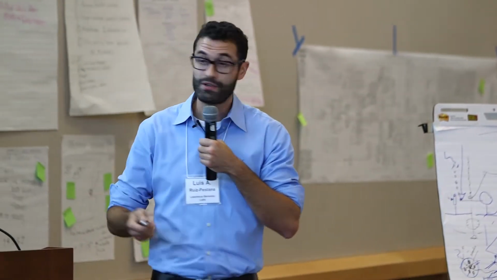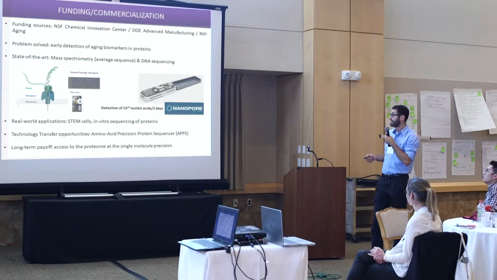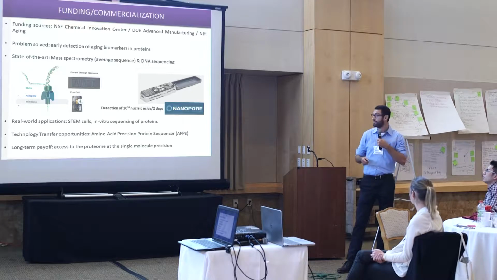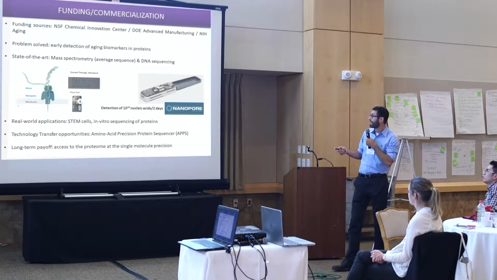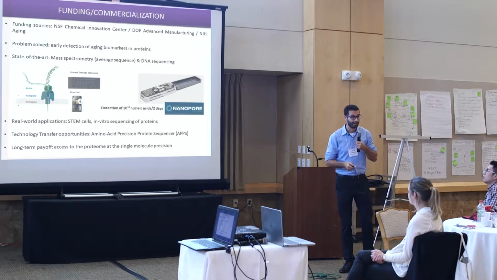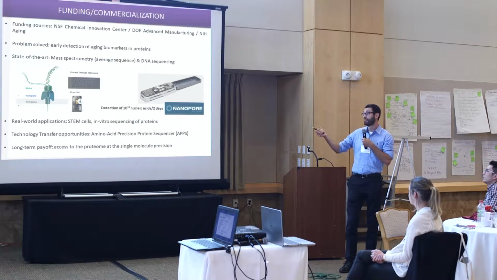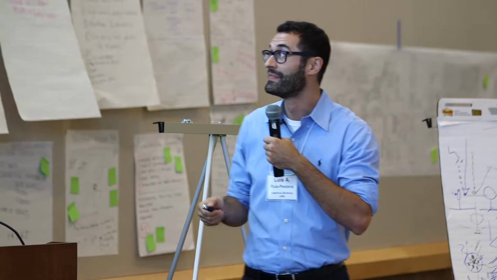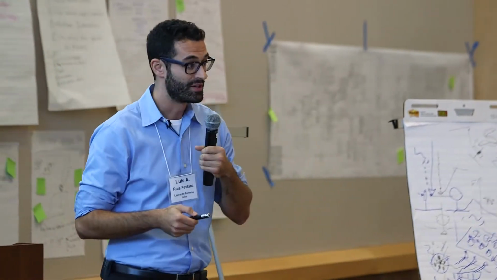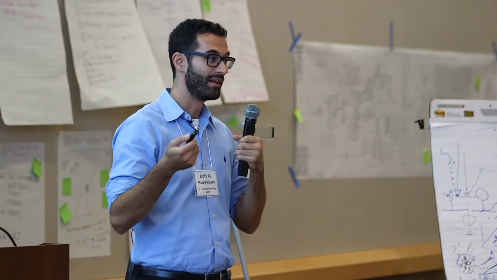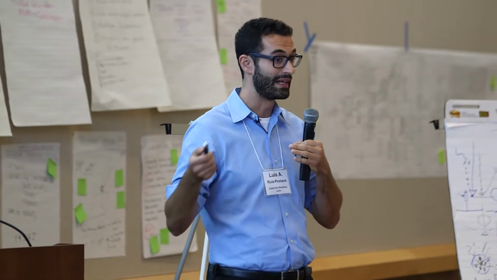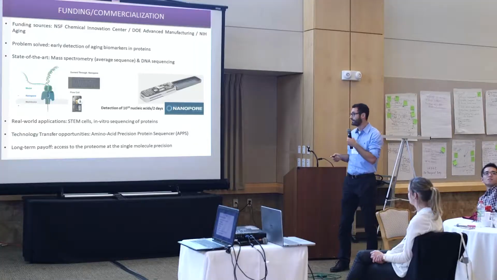In terms of funding sources, we were thinking that the NSF Chemical Innovation Center could be suitable, these are government sources. DOE Advanced Manufacturing, we believe that this single molecule, atomic precision, if anything is atomic precision, this method would be. NIH, aging research, nanotechnology, this ultimately is applied to high throughput protein sequencing. So all the applications to that we could tackle.